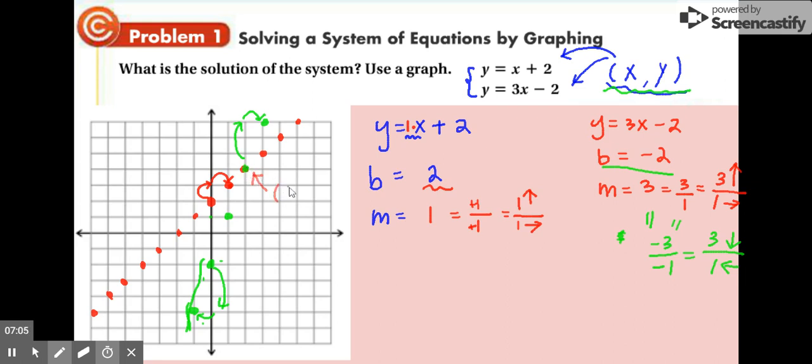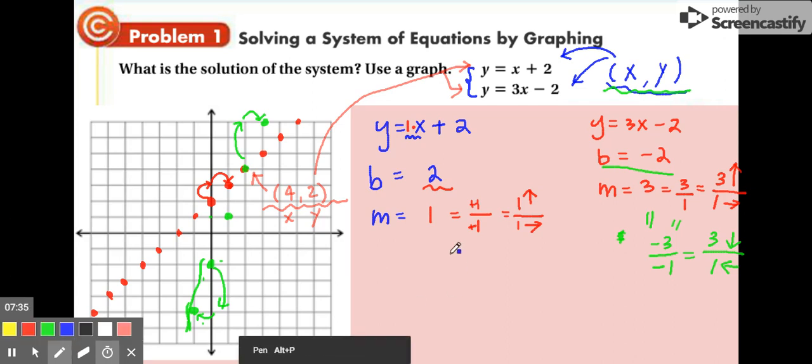So this point is 4 and 2, which means when you plug in 4 and 2, this point is on the red line and it's on the green line, which means when you plug this 4, 2 into these two equations, it's going to be true. So 4, 2 is a solution of this system. If you want to double check, you can plug back in. So this is x, this is y. So I'm going to plug this into the first equation.